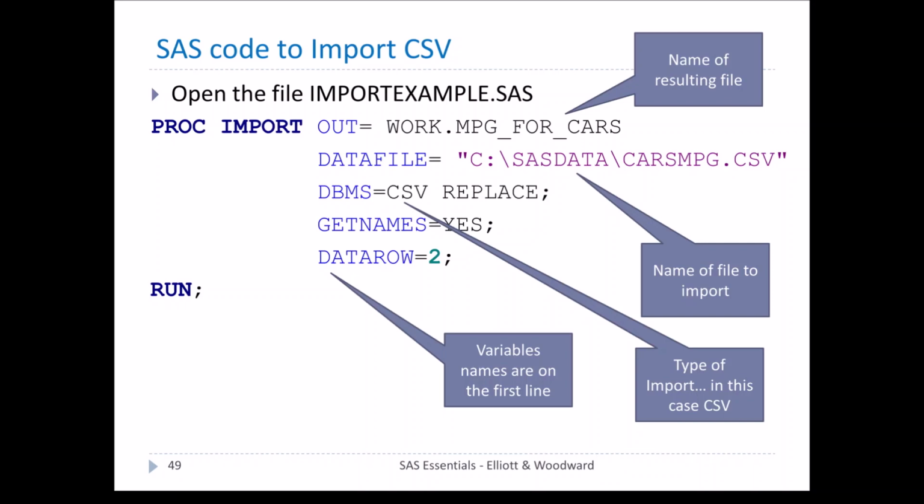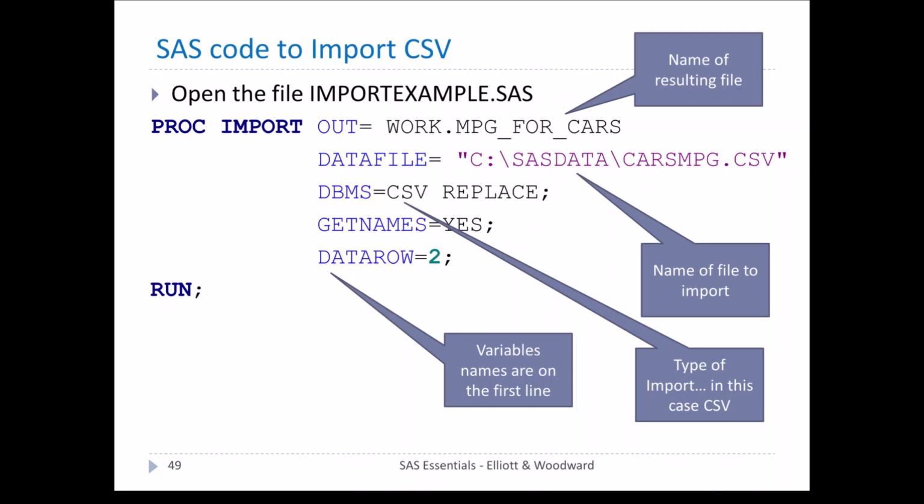It's the proc called proc import, and it imports datasets. So we have to define several things here. First of all, the out dataset is what we're going to save. In this case, we're going to save a file called work.miles per gallon for cars. Notice that's going to be a temporary file because it's work. The datafile equal is the name of the file we're reading in. So we have an output file called out, an input file called datafile. It's pointing to a comma separated value file called cars MPG.